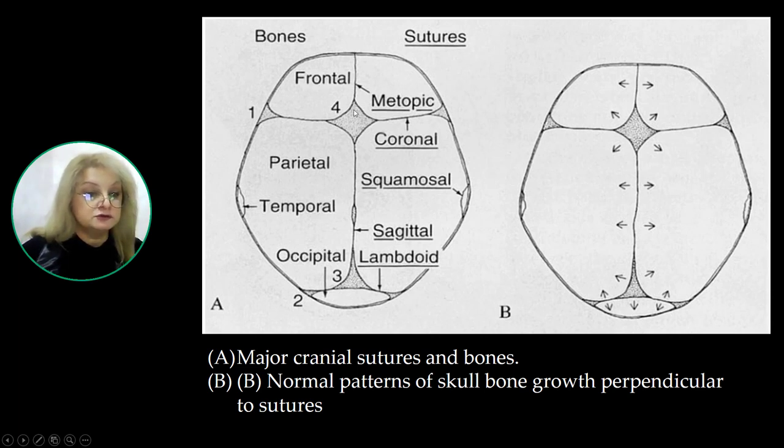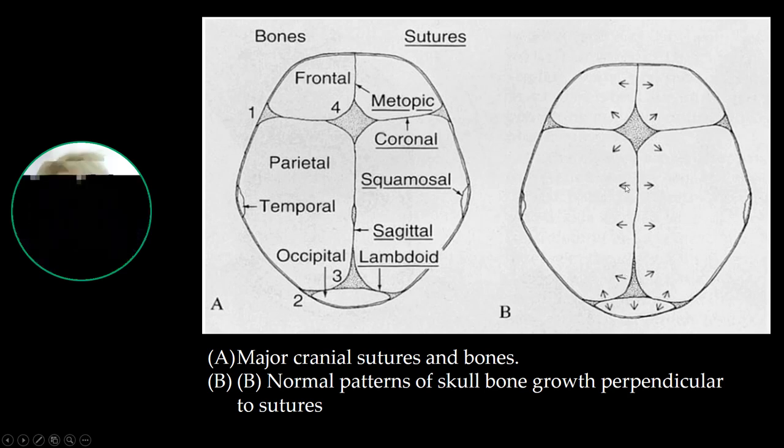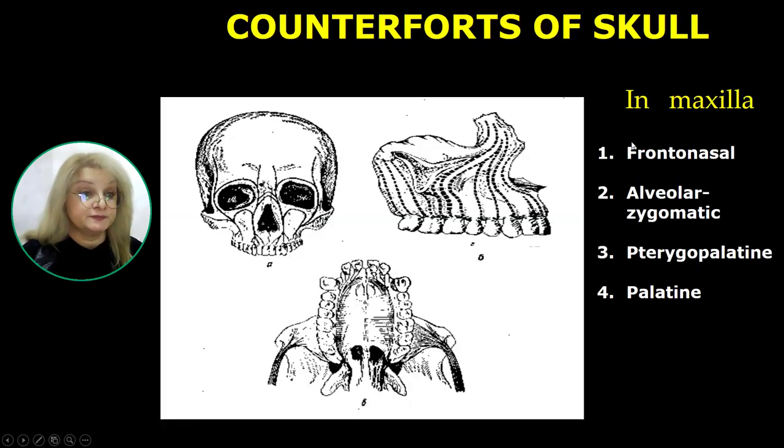So frontal, coronal, squamosal between the parietal bones and temporal bones. Here are temporal, sagittal, occipital, and lambdoid. And the bone grows usually along the perpendicular of these sutures. The small unossified parts in between the bones remain till birth, and they are called fontanelles.